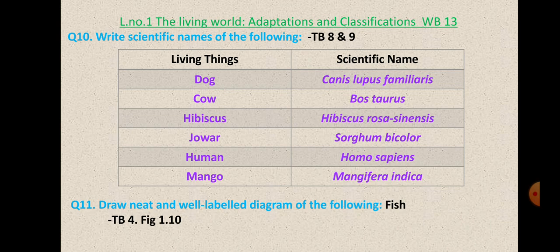Next, question number 11 is, draw a neat and labeled diagram of the following, that is fish. It is given on page number 4 in your textbook. The figure is 1.10. Down it is given gills, scales, fins. And the tail also you will label, that is the tail fin. Now with this, the last question is over.